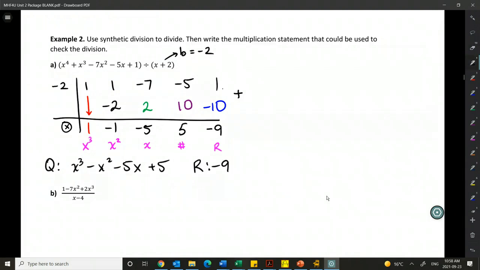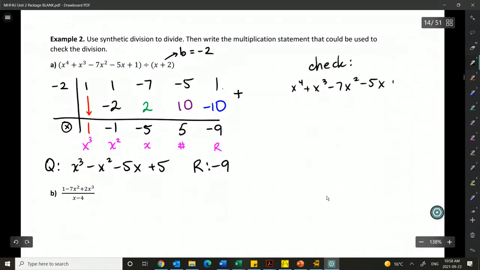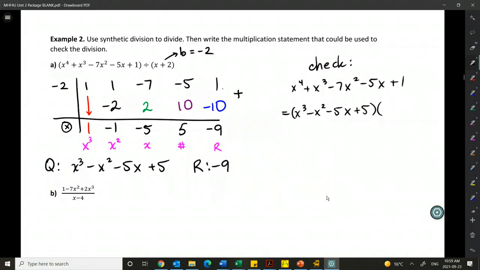Okay, so this says use synthetic division to divide, then write the multiplication statement that could be used to check. So how would we check that we get x to the 4 plus x to the 3 minus 7x squared minus 5x plus 1 with what we got there? What's the form to check? Keaton? Perfect. So that's our form to check.